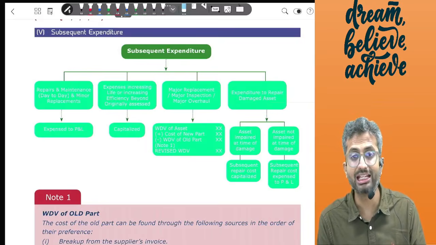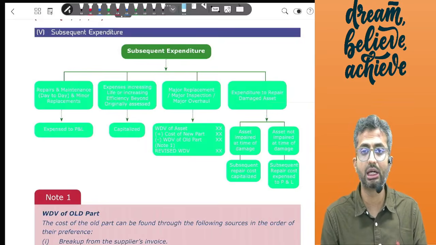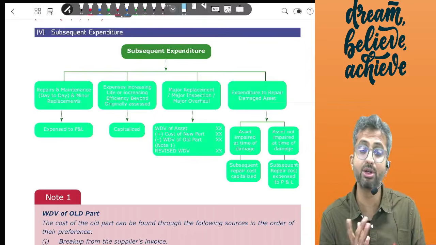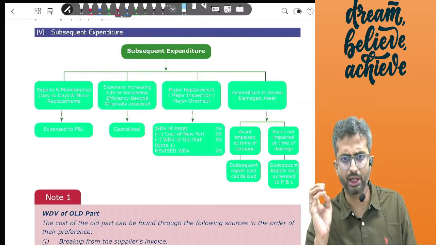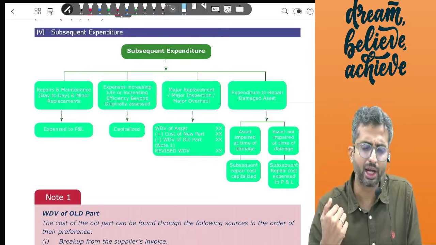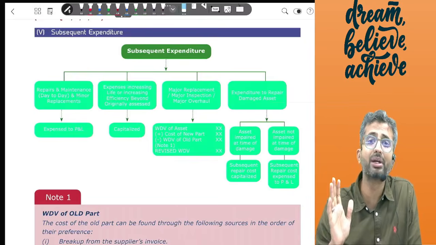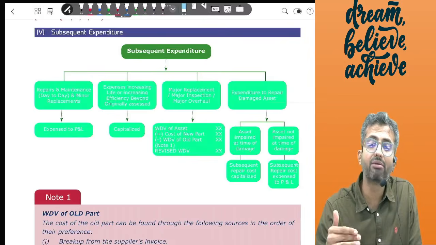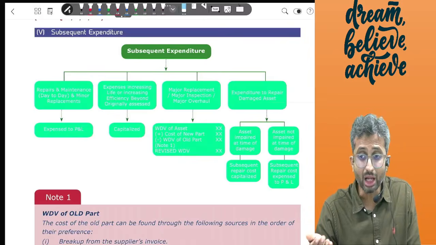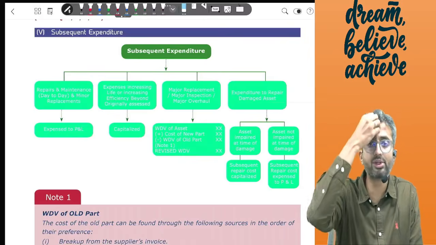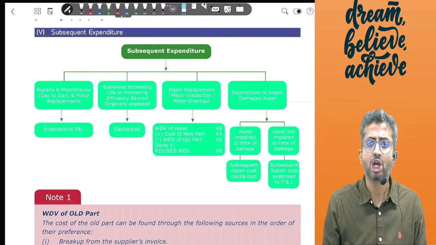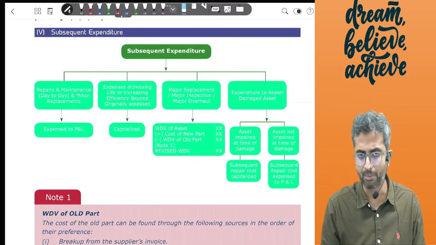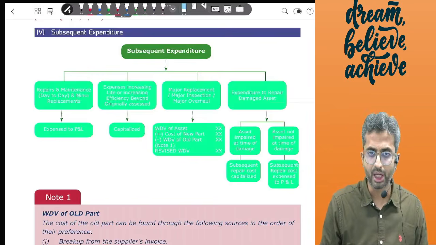So when we look at subsequent expenditure, any expense which increases the life or efficiency beyond what was originally assessed will be capitalized. Other expenses will be taken to the P&L. Like you are paying regularly for car washing, etc. This will be taken to the profit and loss account. However, if you are paying for something like installing a CNG system which increases the fuel efficiency of the car, that amount will be capitalized. So if it increases the life or efficiency, you can capitalize. Otherwise, take it to P&L.